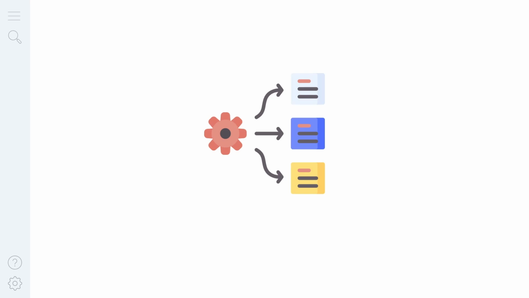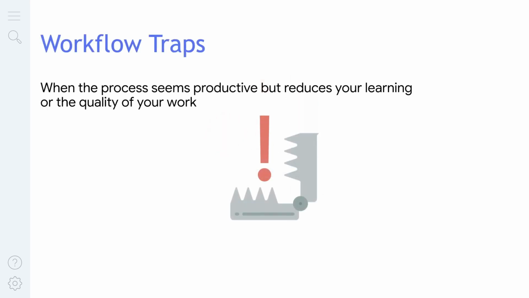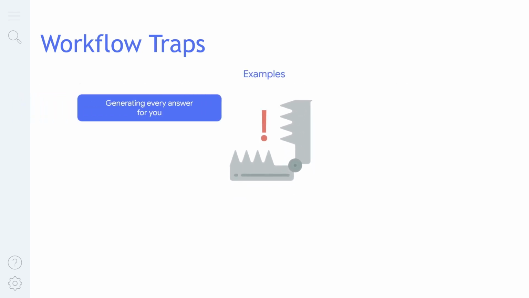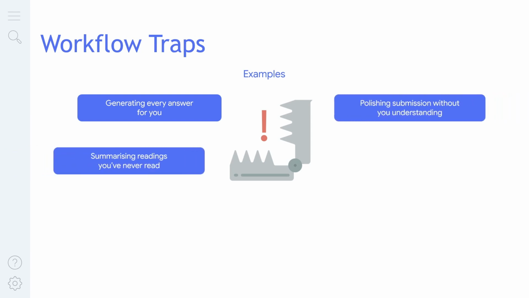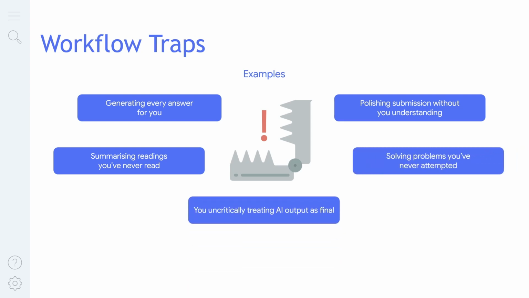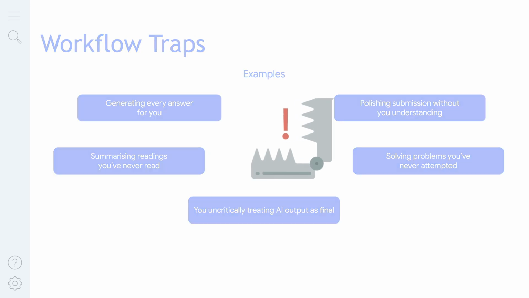One warning before we close. A workflow can also become a trap when the process looks productive but actually reduces your learning or the quality of your work. Letting AI generate everything, polishing endlessly without understanding, summarizing readings you never read, asking AI to solve problems before you attempt them, treating its output as final. These all feel like progress while quietly hollowing it out.